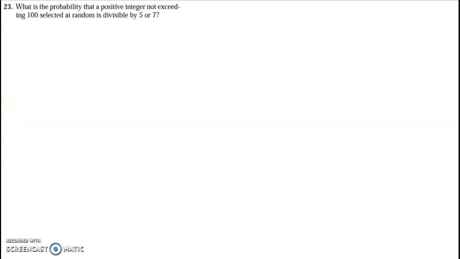Right, so for the next problem, I think I assigned 22, which is easier than 23. 22 and 23 are very similar, so let me go over number 23. It asks, what is the probability that a positive integer not exceeding 100 selected at random is divisible by 5 or 7? So we have to remember this rule. This is "or", so we have to consider both cases.